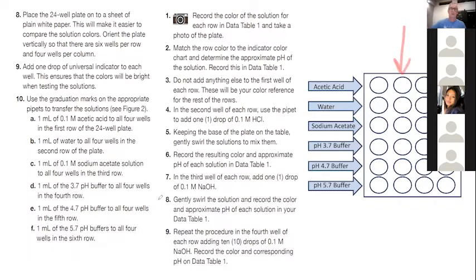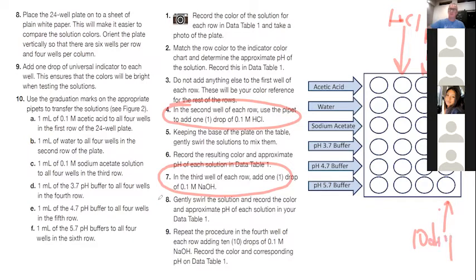we're going to be adding 1 drop of the HCl solution to each one and sort of swirl the plate to mix them. In the third well, 1 drop of sodium hydroxide. Okay. And then in the fourth well, 10 drops of sodium hydroxide.